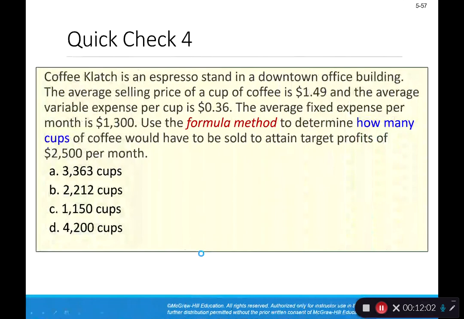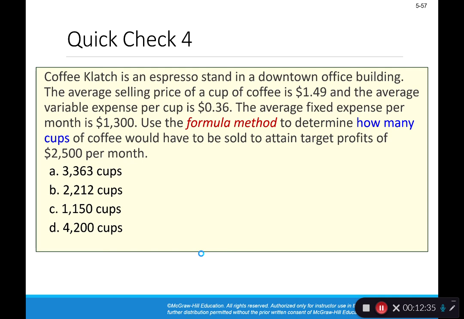Let's go and visit our friends back at Coffee Klatch again. All the information is the same. It's saying use the formula method to determine how many cups of coffee. Use any method you want in order to achieve a target profit of $2,500 a month. So give it a pause and give it a go, and let's see what you get. I can tell you the answer's got to be above 1,150 cups because that was break even. So just logic, we know we got to be selling more than that break even amount.